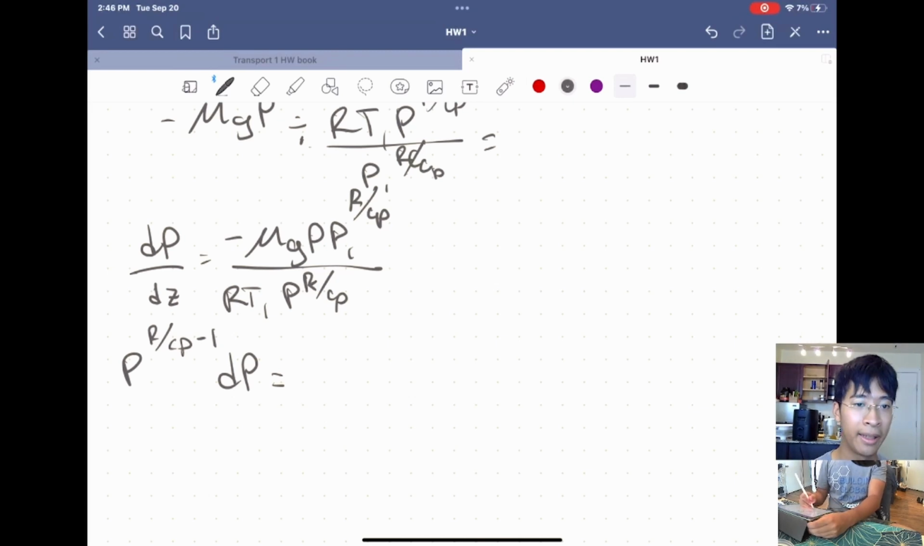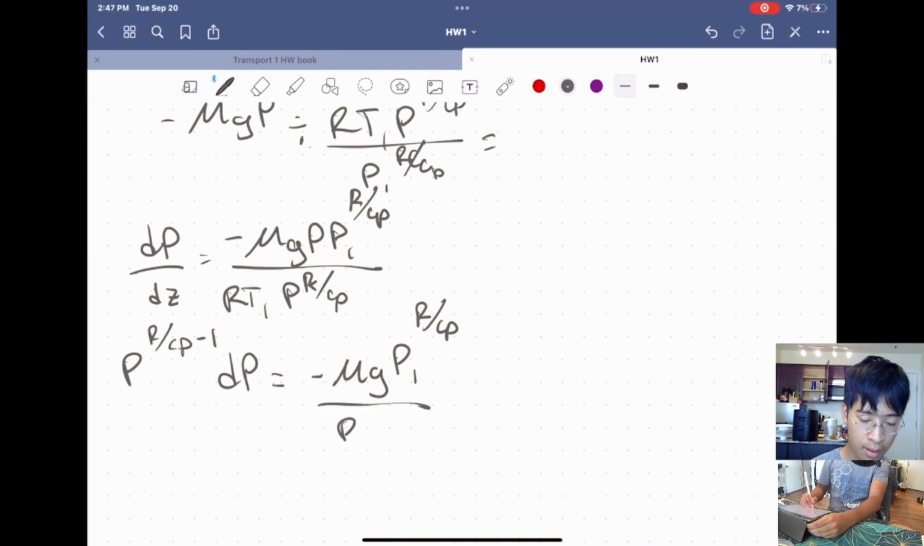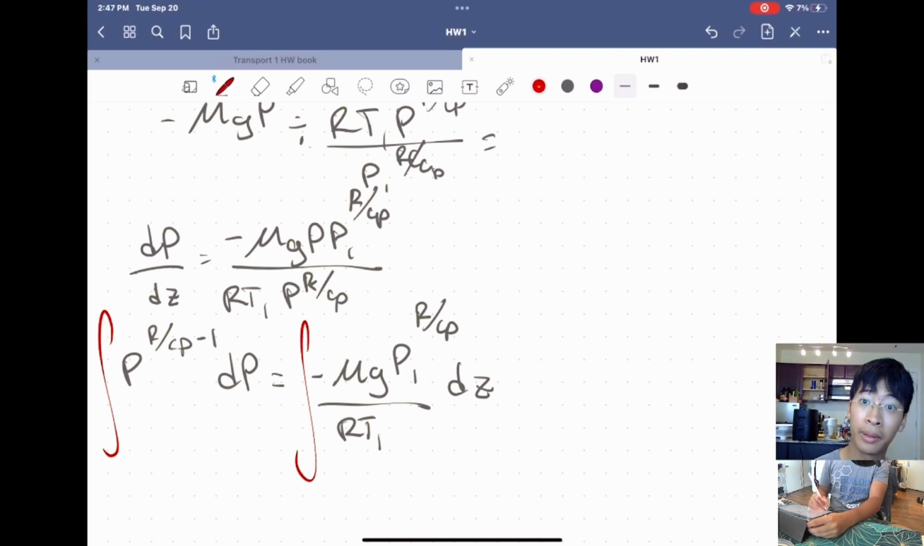You'll notice on the right hand side, all we have are constants. So negative molar mass G, known pressure to the R over Cp, over R T1. That's it, dz. Integrate, and as always, we'll ask ourselves what should be our bounds of integration. Well, we will know information about one point, and we're exploring a point relative to that, and this becomes dummy variables of integration.